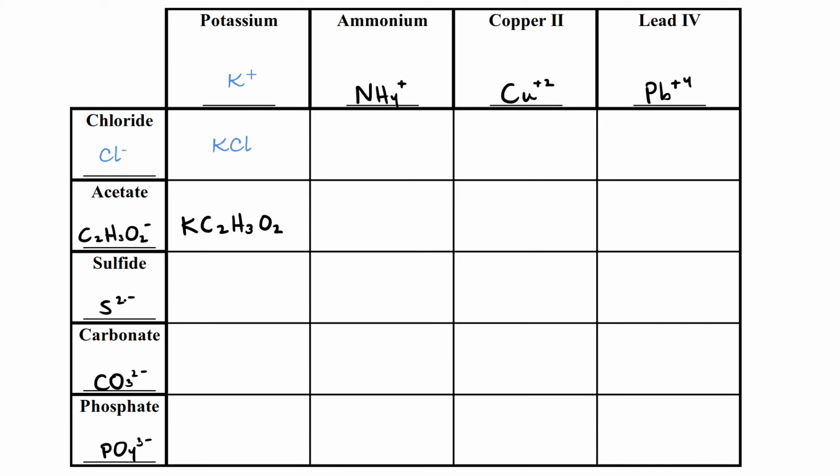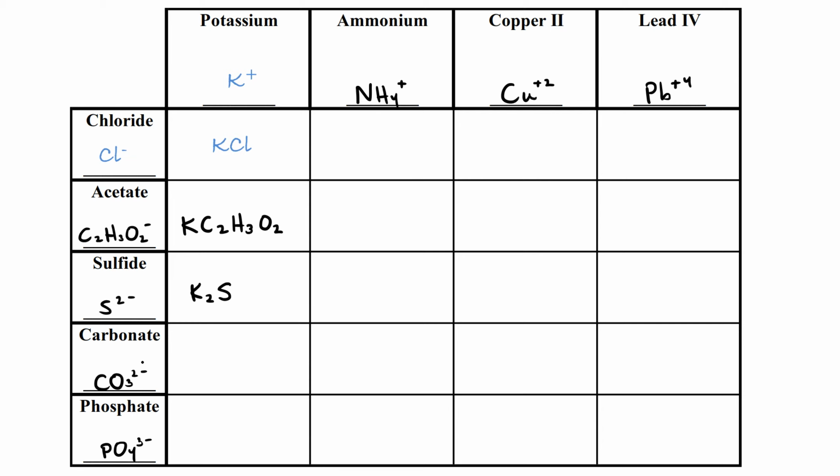Now sulfide has a -2 charge. So to get the overall charge on the compound equal to 0, we're going to need 2 potassiums. Because if we have 2 potassiums, that means we have a +2 charge coming from potassium, and the 2- charge on the sulfide will cancel each other out, and the overall net charge will be equal to 0.